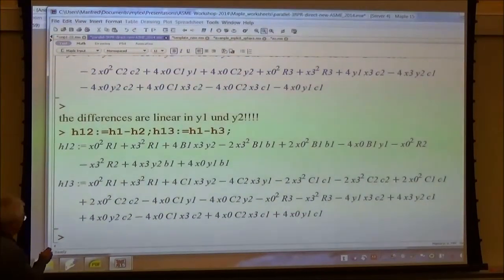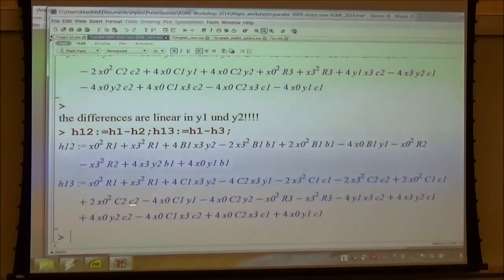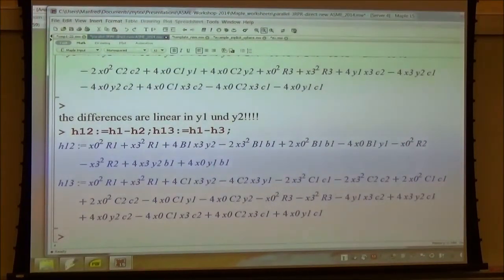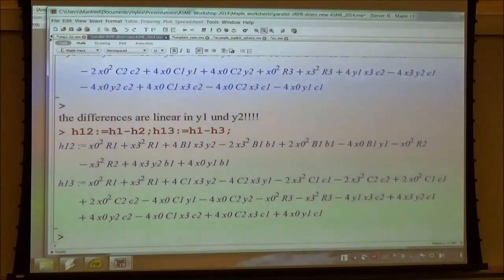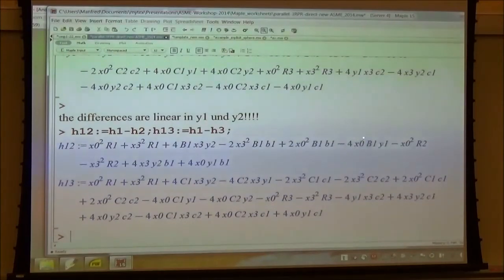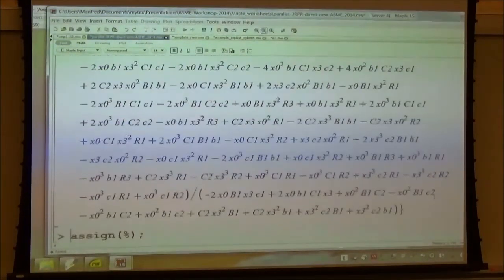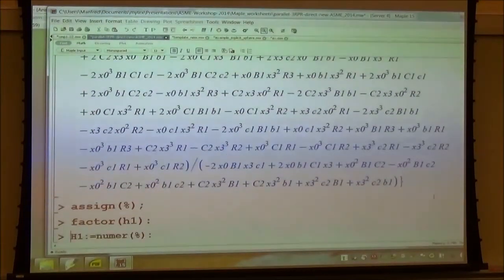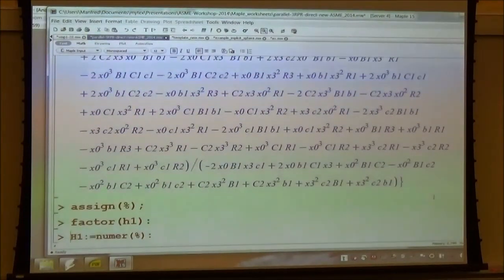The differences are linear in y1 and y2, so I take the differences. And in these differences, as you can see, the y's are linear. Of course, the equation, as a mathematician would say, is bilinear. Bilinear meaning the y's do not come alone. There is an x here, but if you want to solve just for the y's, this is a linear system. This can be done. We solve. The solution is not very nice, but we assign it, and we factor the remaining first equation.